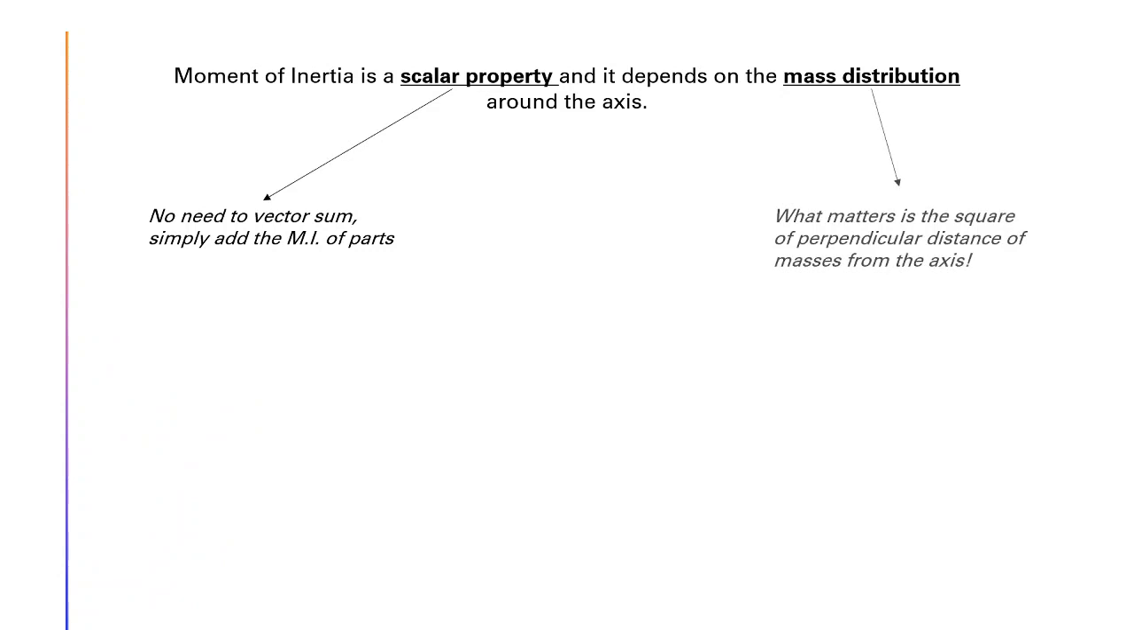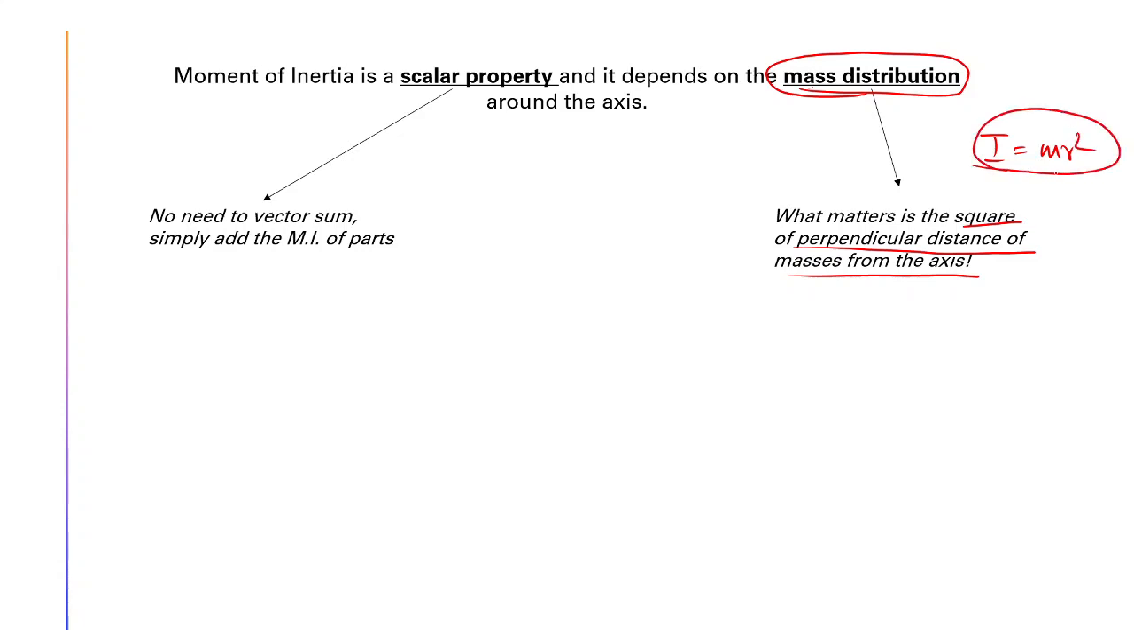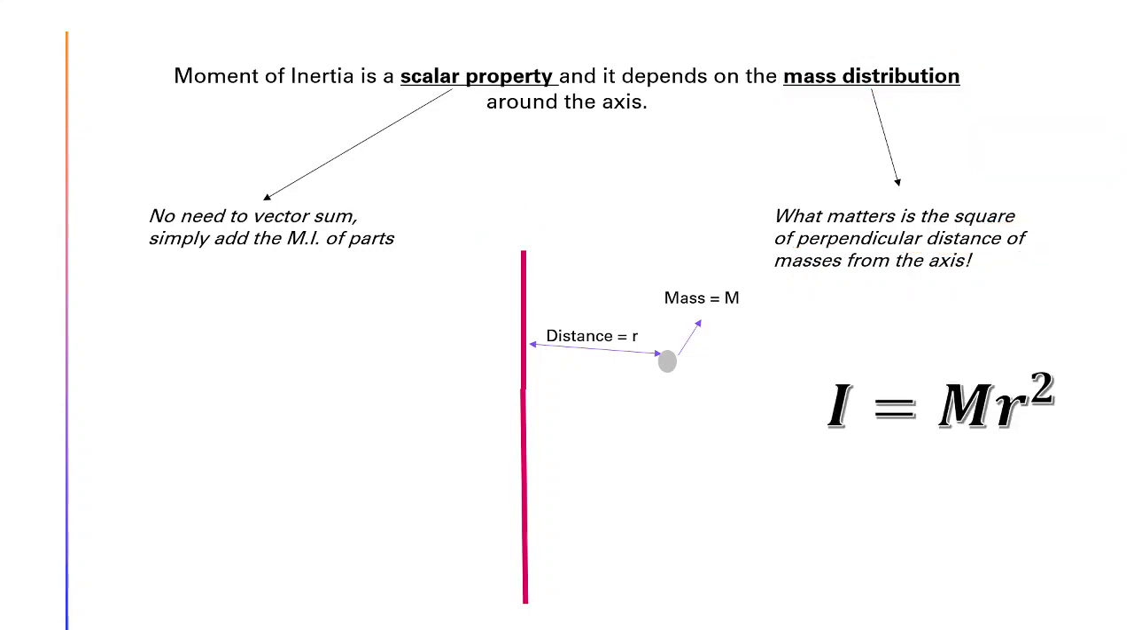Anyway, what matters here is the square mass distribution. By that I mean what matters is the square of the perpendicular distance of masses from the axis, because very simply, I is mr². The most basic definition: for a point mass at a perpendicular distance r from the axis, I is mr². So here this mass is m, the perpendicular distance is r, and the moment of inertia is simply mr².